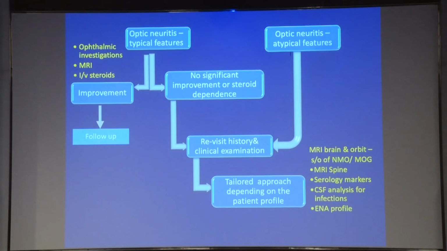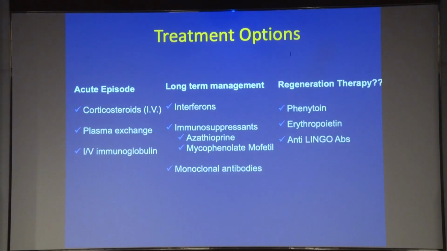in the various types of optic neuritis. So just to sum up, optic neuritis typical features: IV steroids improve, follow-up. No significant improvement or steroid dependence, where you see that the vision comes down the moment you stop steroids: revisit history, clinical examination, start thinking of NMO, MOG. Get blood samples for serology markers, CSF analysis, or if the patient presents with atypical features, you come straight here, start thinking of other causes of optic neuritis, and of course the management becomes tailored depending on what you're thinking.